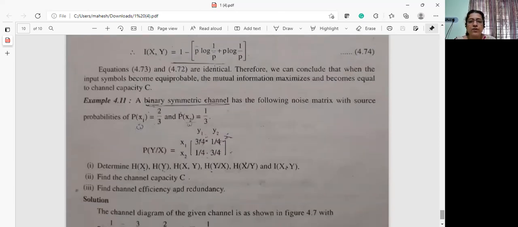And you are given a problem over here which you can try out. So very simple problem. You have to find out all these entropies and the channel capacity C.